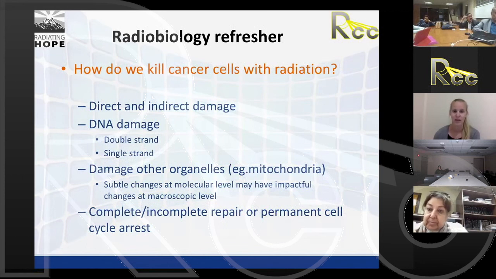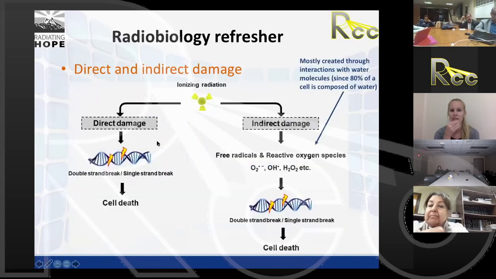So really what we're looking at is killing the cells in the cancer while keeping the rest of the cells in the body intact. So we use different techniques and different concepts to our advantage in the way we treat cancers with radiation. Just looking more specifically at the direct and indirect damage that radiation can do to a cell, direct damage is pretty obvious.